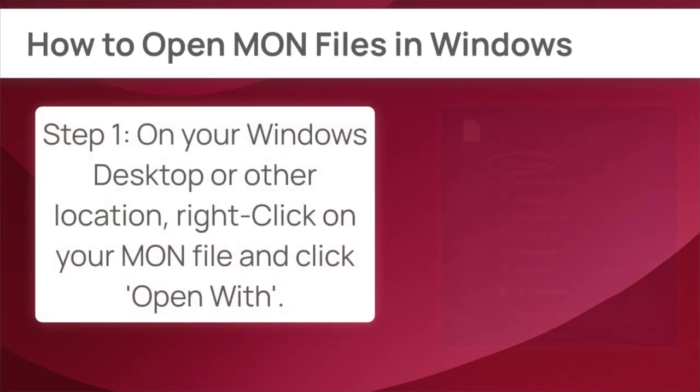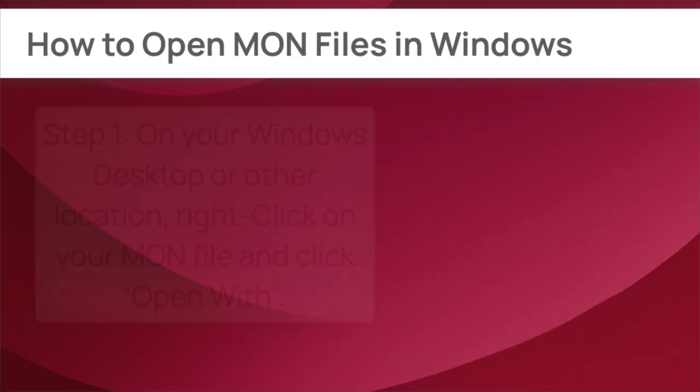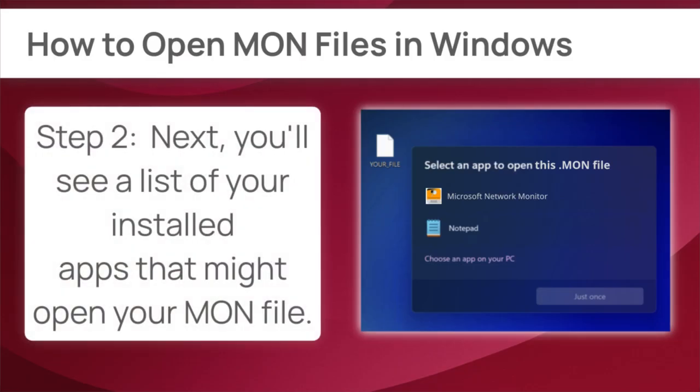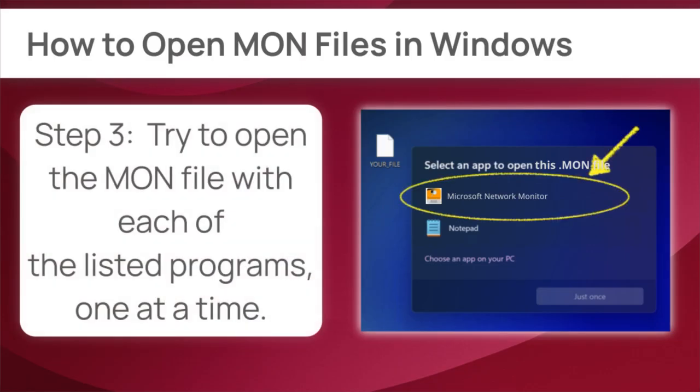To open this specific MON file, right-click your file and select Open With. If Microsoft Network Monitor is available, use that first. If it's missing, choose another program. Testing is the only way to be sure.